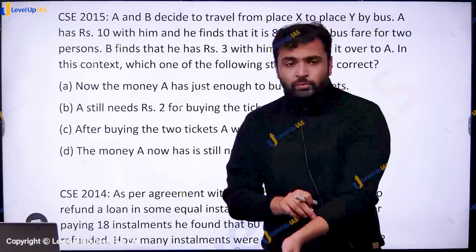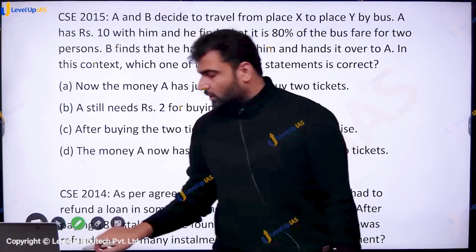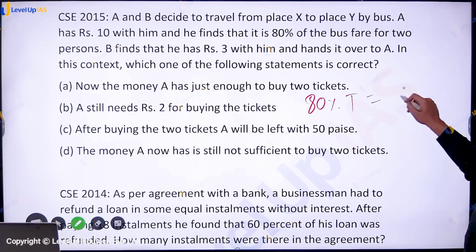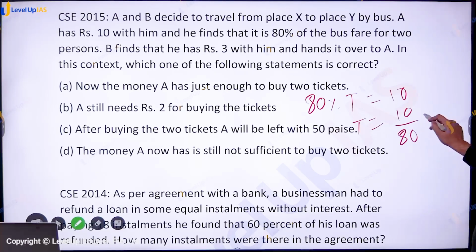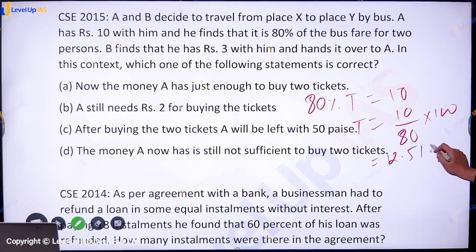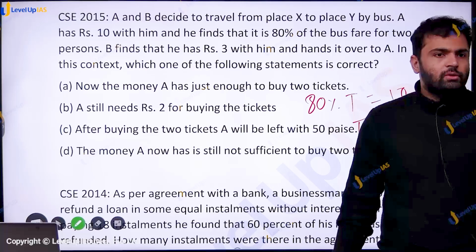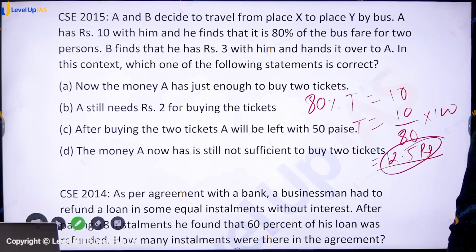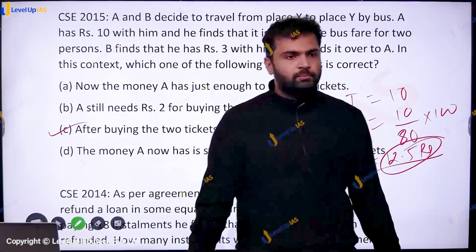A has 10 rupees, which is 80% of the ticket amount for 2 people. So what is the total ticket amount? 80% of ticket amount is 10. So ticket amount is 10 by 80 into 100, which is 12.5 rupees. But A has only 10. B gives him 3 rupees. So money with A becomes 13 rupees. Ticket is 12.5 rupees. So 50 paise would be left after buying 2 tickets. That is the option. Option number C.